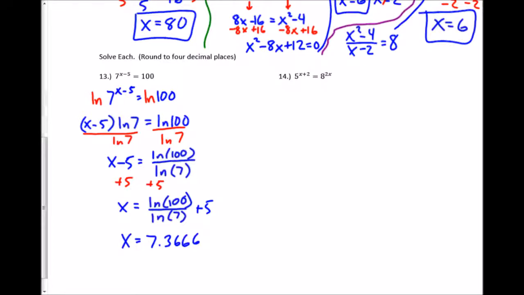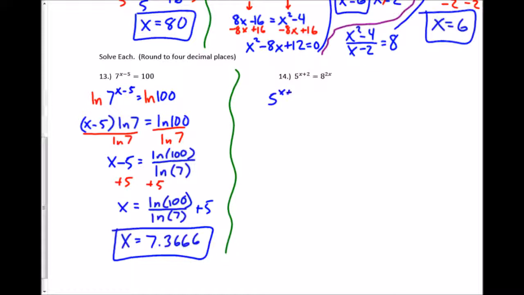Okay, that's it. If I look at the next one, it's a little bit more complicated. I'm going to give myself a good amount of space here. Let me rewrite this real quickly to give myself a little space in front of each of these. I'm still going to go right to taking the natural log of each side. When I do that, I can bring the exponent out front, so it becomes an x plus 2 times that natural log of 5.